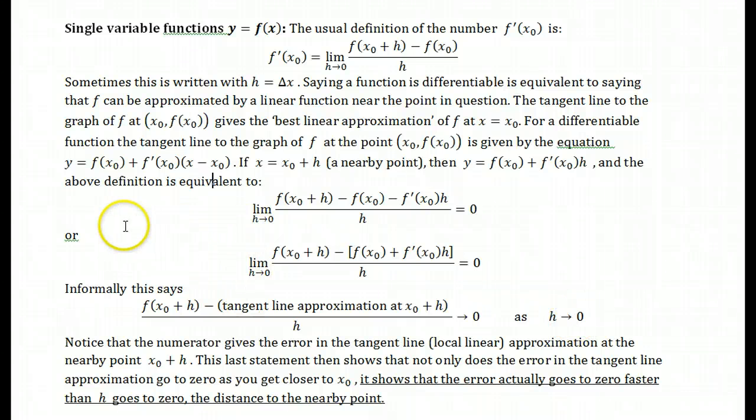So now going back over to the worksheet, that's where this formula comes from. At the nearby point, that's our approximate value. Now where does this come from? That comes from the definition of derivative, so I'm going to go and explain that now.